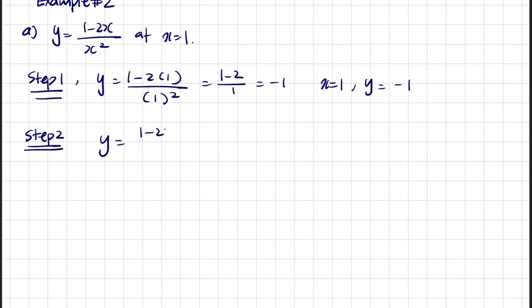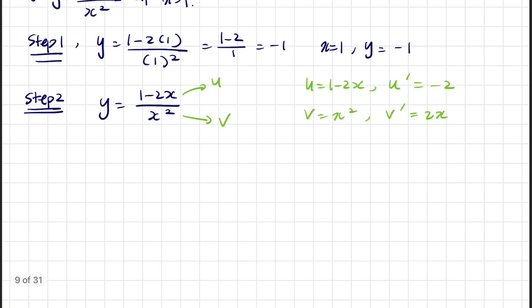So y equals (1 minus 2x) over x squared. We have to use the quotient rule, and I'm going to set the numerator as u and the denominator as v. Then u is equal to 1 minus 2x, u prime is equal to negative 2. v is x squared, v prime is 2x, right?